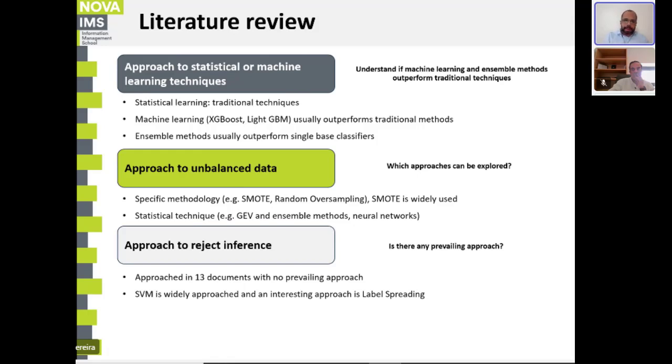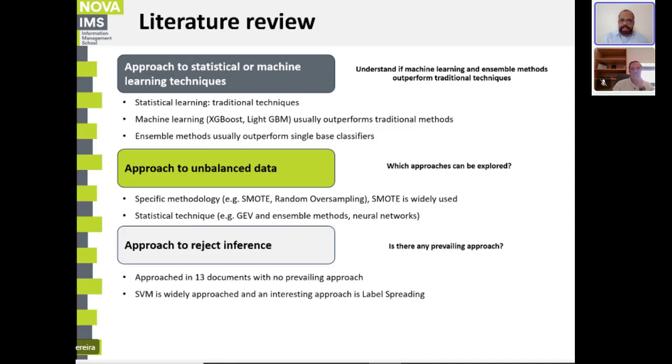The other point is the approach to unbalanced data. So which approaches can be explored? And extensively in the literature, we see most of the people using SMOTE, which is the synthetic minority oversampling technique, even if they use other things. But one interesting point I noticed is you can use statistical techniques to approach this problem as well. So some authors use generalized extreme value, ensemble methods, neural networks.